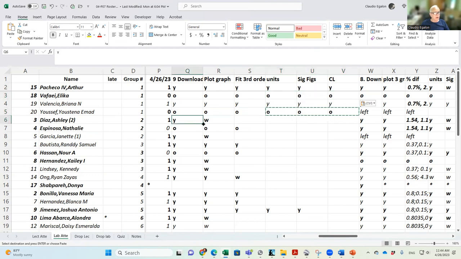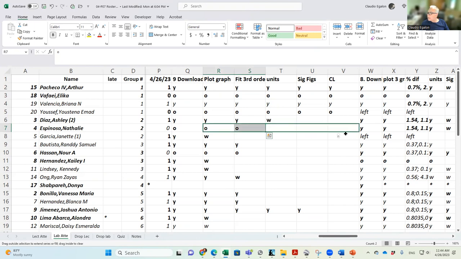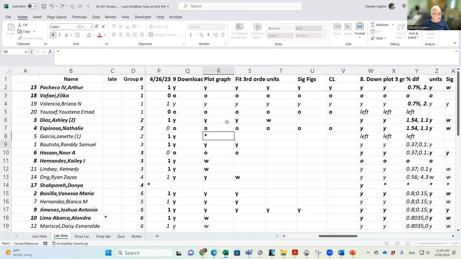Ashley, did you plot the graph, Ashley? Yes, I did. Okay, fit the third order equation there? Yeah. Units, did you work on the units? Yeah, I'm fixing the units right now. Okay, so you're working, right? So let's put W here. Natalie Espinosa. I don't see Natalie. Jeanette, did you plot the graph, Jeanette? Is Jeanette there? Okay, I can't hear from Jeanette. I'm putting a little star here.